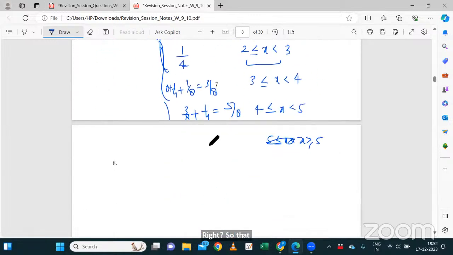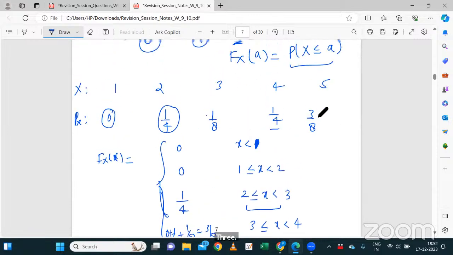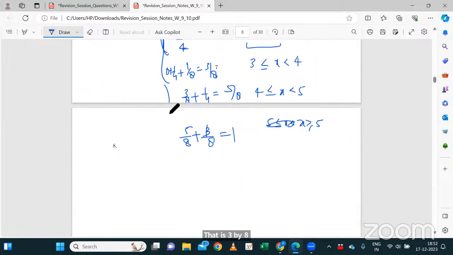And if you see greater than or equal to 5, there is no value after 5, so it's 1. How did you get 1? This is 5/8 plus the last 3/8; in total I will get 1. Okay, this is something I can define as the CDF.